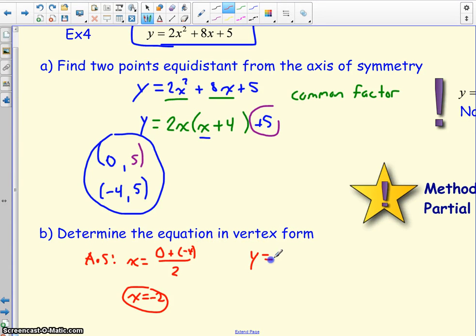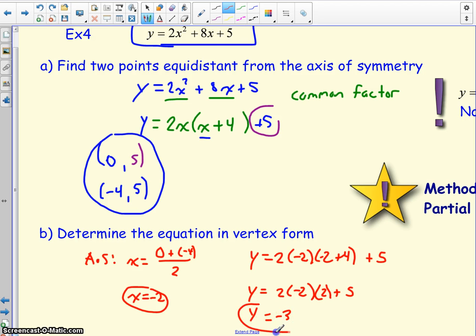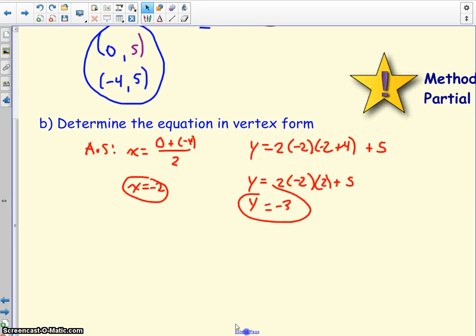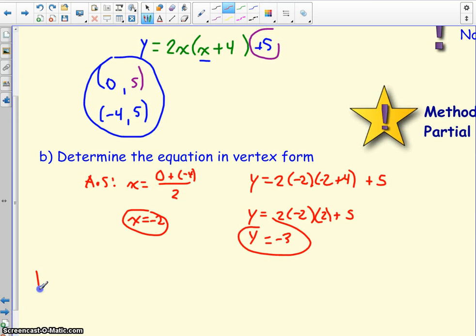So I'm going to have y equals 2, replacing x with negative 2. And here I'm going to have negative 2 plus 4, again with the plus 5 hanging around. So simplifying here, I have 2 times negative 2. Negative 2 plus 4 is positive 2, plus 5. So that gives me negative 8 plus 5, negative 3. So now I put those together. I have my vertex. It's at negative 2, negative 3. So I can create vertex form.